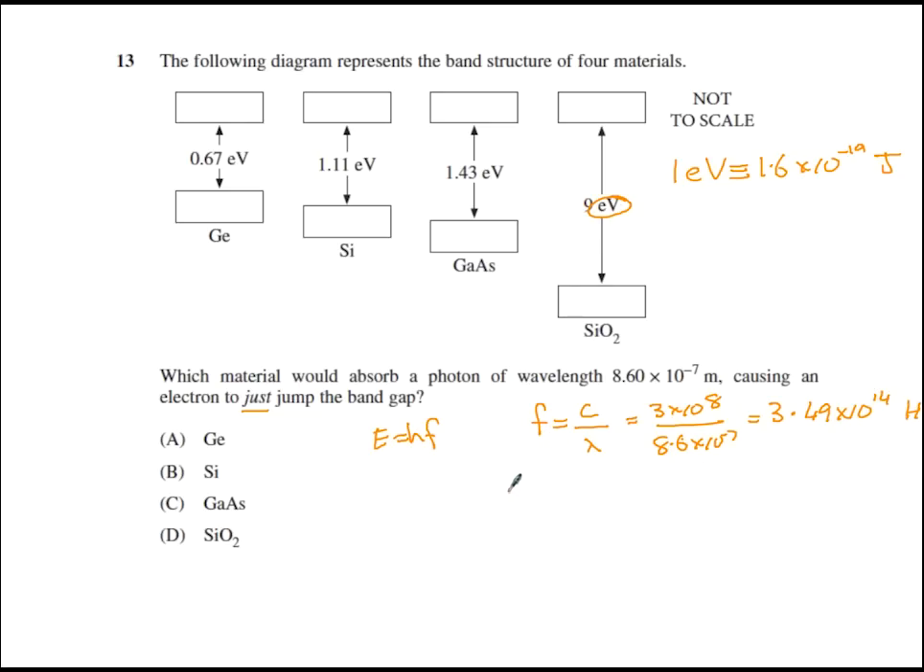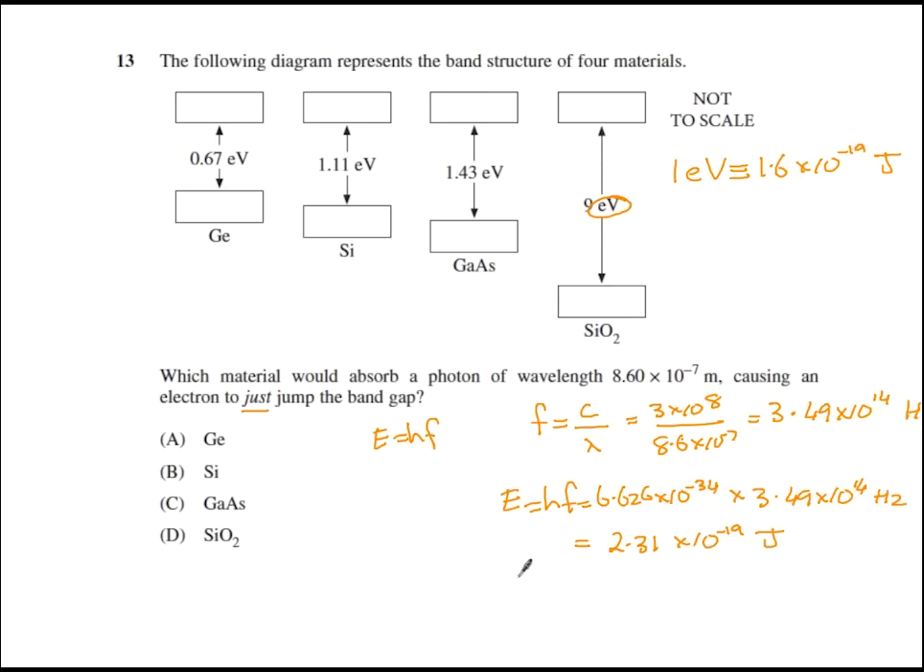We can now work out the energy. So the energy is equal to hf. Right? So h is equal to 6.626 by 10 to the -34. We multiply that by the frequency we just determined, which is 3.49 by 10 to the power of 14 hertz. And that gives us an energy value of 2.31 by 10 to the power of -19 joules. So there's the energy that we need in joules.